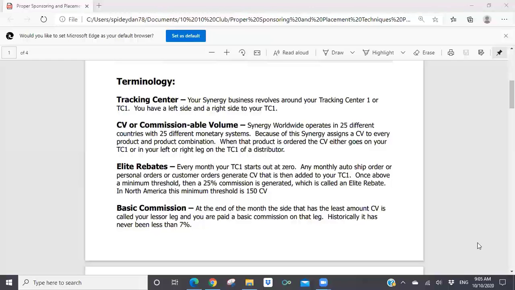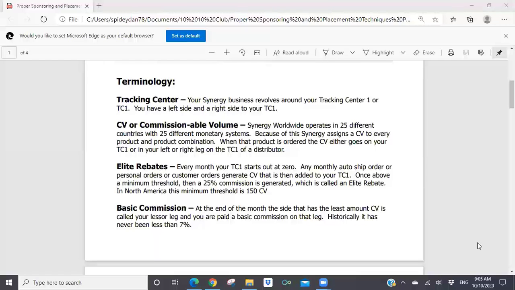So if a person, like I have some distributors and some customers in the UK, when my distributors or my customers in the UK order product, they're ordering in pounds. And then whatever their order is creates CV. Now my customers, that CV goes on my Tracking Center 1 as part of my customer volume. If it's a distributor, then the CV of their order is either in my left leg or my right leg, and that would be looked at as organizational volume.